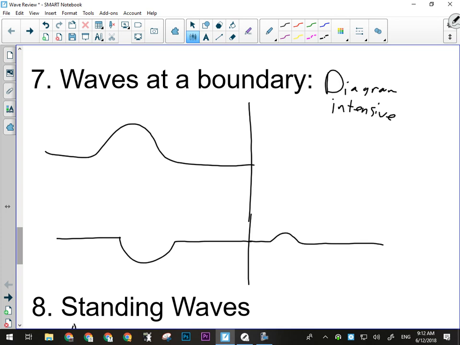When we talked about waves at a boundary, we also talked about 3 behaviors of waves. Remember that at a boundary, some is going to get reflected, some will be transmitted, and if it's transmitted, it might refract or diffract. So I would say, again, diagram intensive: be able to identify, if I show you a wave pattern, are these waves refracting, reflecting, or diffracting, based on the diagram itself. So again, diagram intensive stuff, multiple choice.